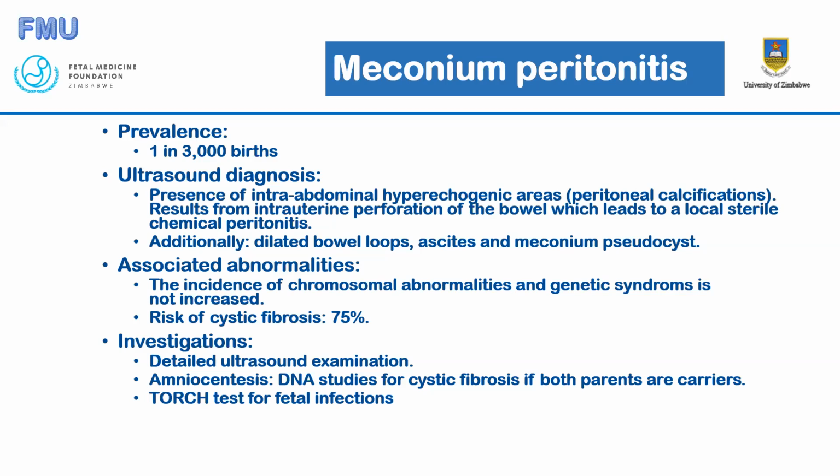So the hyperechogenicity comes from the peritoneal calcifications, and normally this results from in-utero perforation of the bowel, which will result in a sterile chemical peritonitis. We may see dilated bowel loops, ascites, and also some meconium pseudocysts. This will be more like meconium collections that will look like cysts. That's what we mean by pseudocysts there.